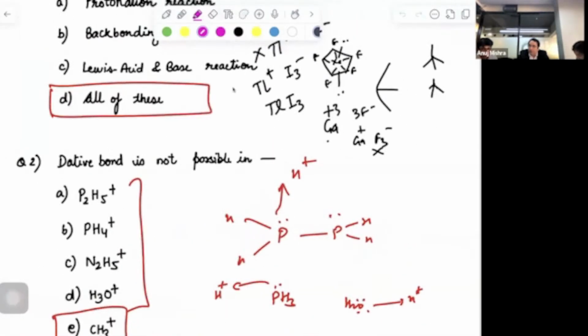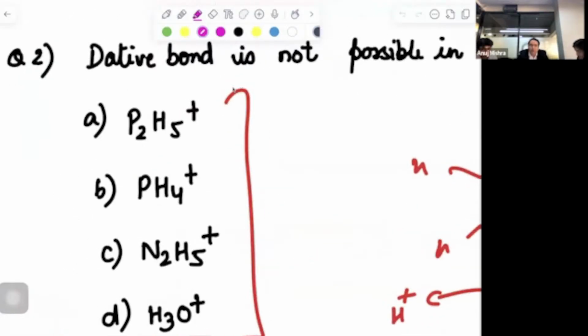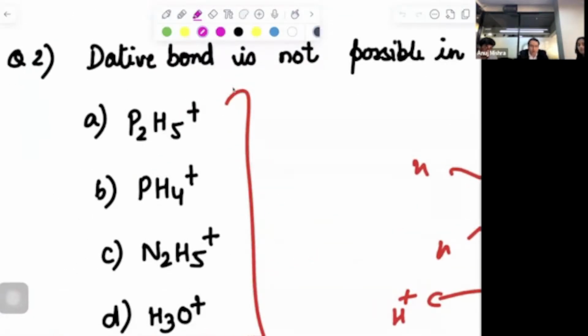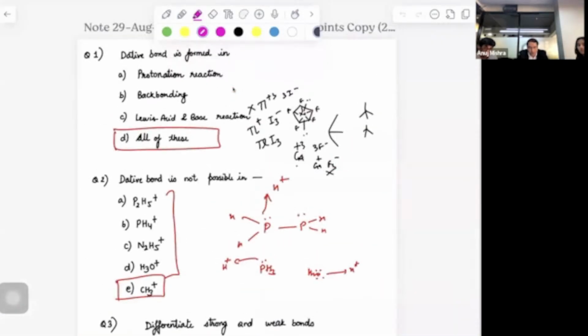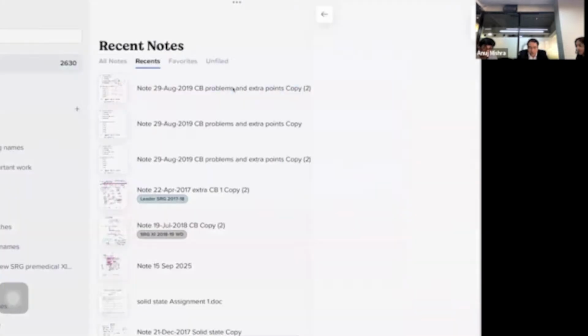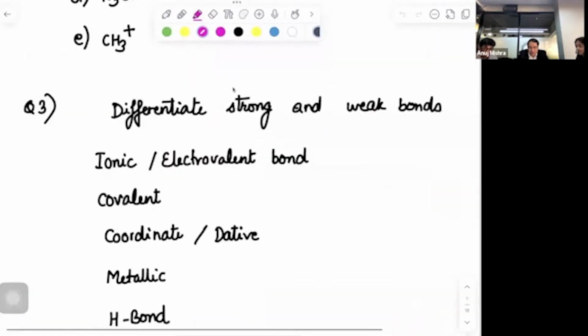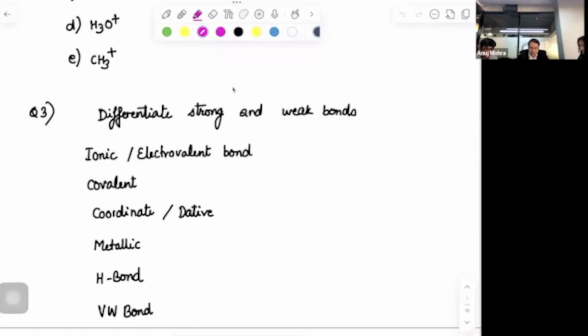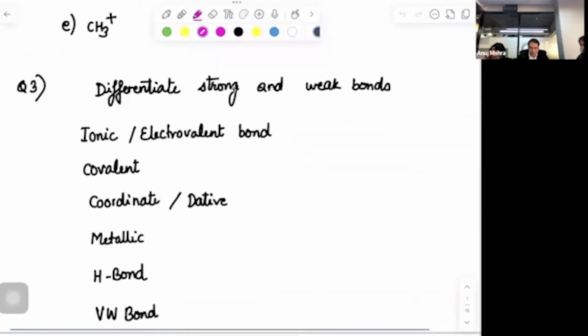Clear हो गया question आपको? Can you draw all these structures? Everyone, can you draw all these structures? Good. अगले question पे चलते हैं. Question number 3. Differentiate strong and weak bond.